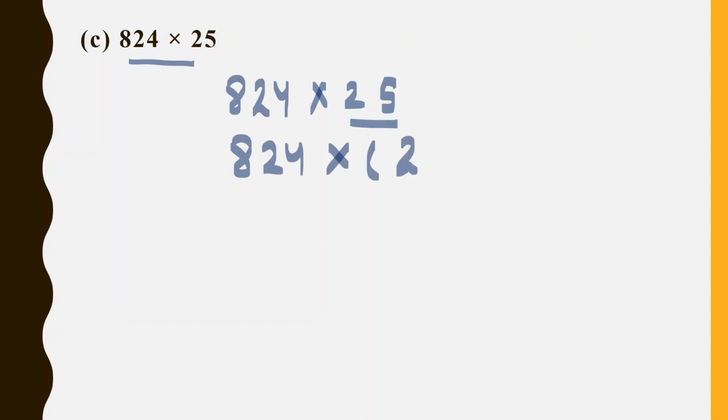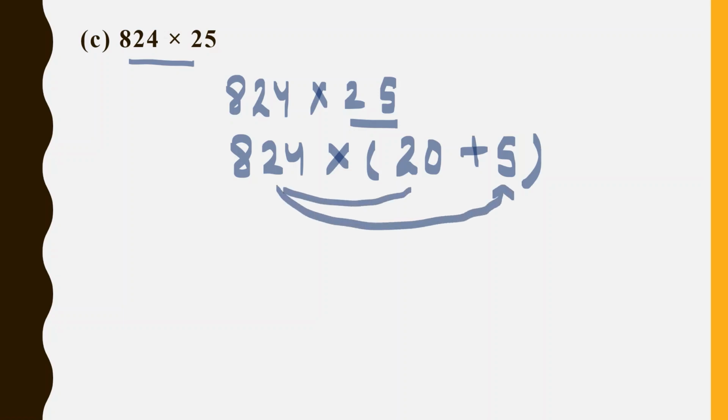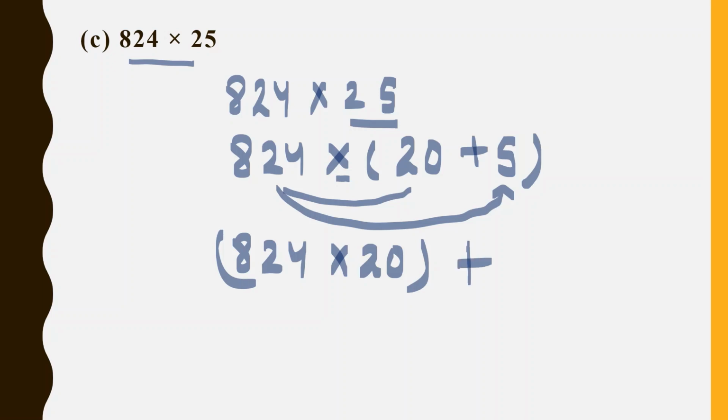Can you guess which two? Yes, you're right. 20 plus 5. Now it's time that 824 has to go and say hi to both the numbers one by one. So you will write here, the first step will be 824, and it goes and says hi to 20, and you multiply. Why do you multiply? Because there's multiplication outside, right? And after that you have plus here. Now you have to multiply 824 by 5. So this is how we do the next step.